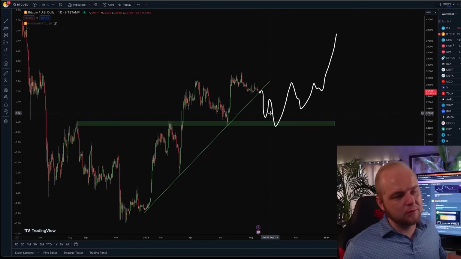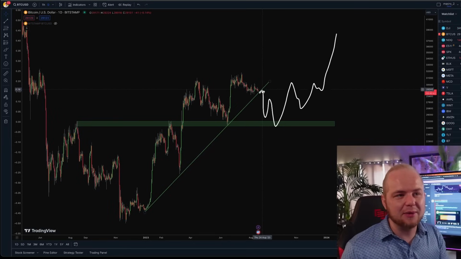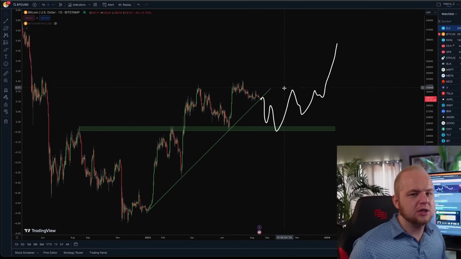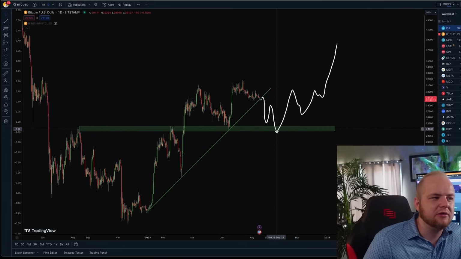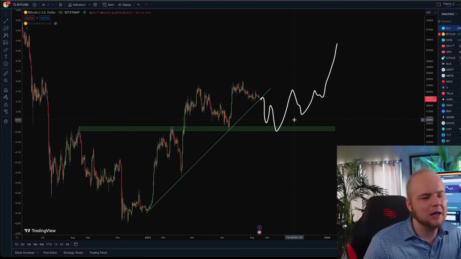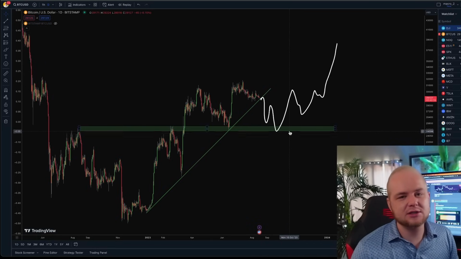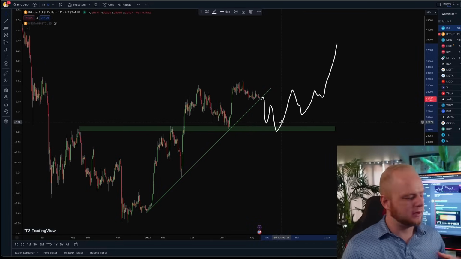So if we break down, expect even more sideways action for the rest of the year, going to the mid 20K range, 25K, just below 25K maybe. So that is sort of the breakdown scenario that I'm looking at, something along these lines.